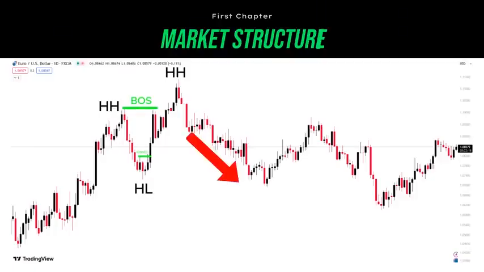Then we have another pullback, but it breaks the last higher low, which marks a new high time frame lower low, and this is a high time frame change of character. Pay attention and see how price action behaves similarly, like we have explained in the line presentations. So we got the first indication of a market reversal by the uptrend breaking the last low.